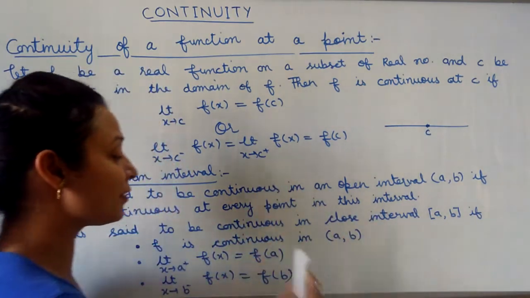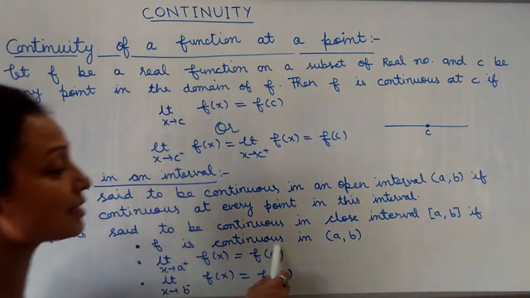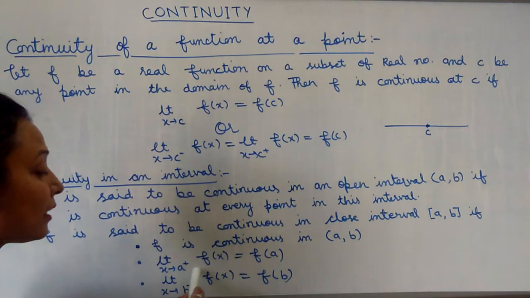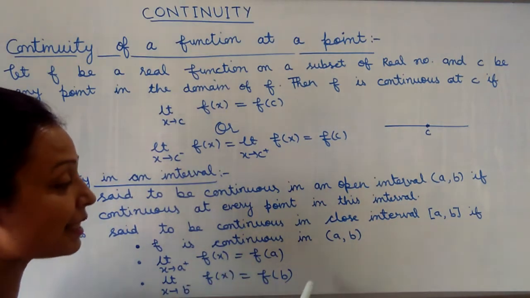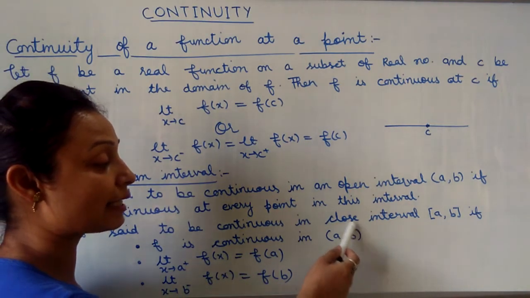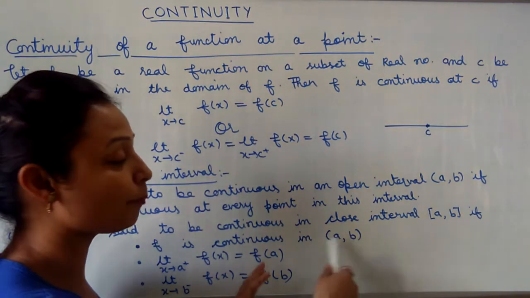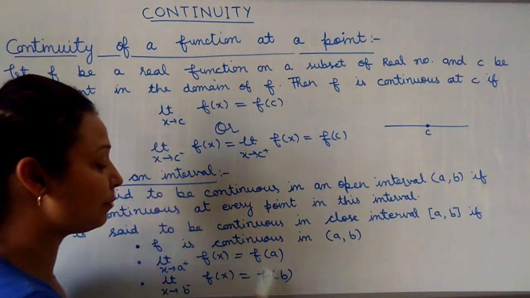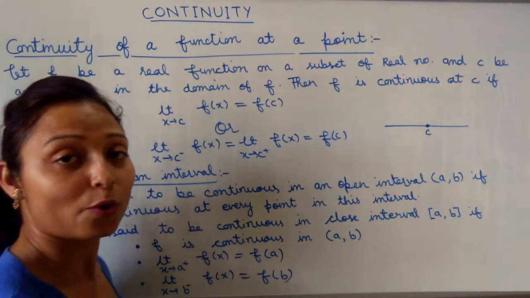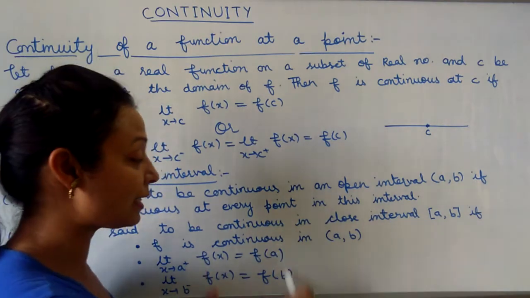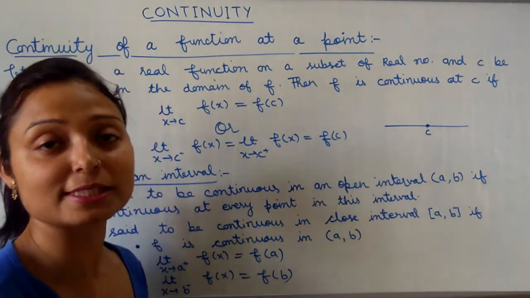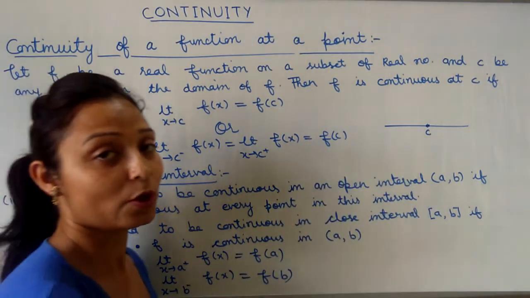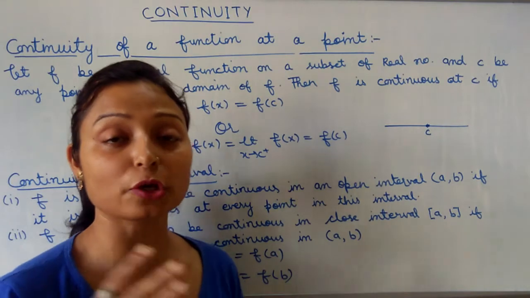In the closed interval, three conditions should be satisfied. First, the function should be continuous in the open interval. Second, the right hand limit exists at a, and third, the left hand limit exists at b. If the function satisfies these three properties, then we can say that the function is continuous in the closed interval. So this is the definition of continuity.